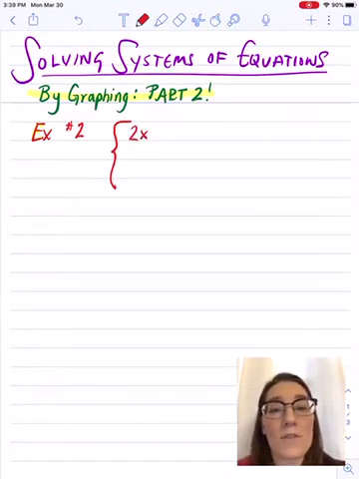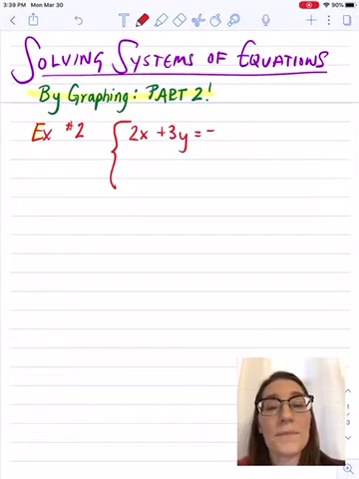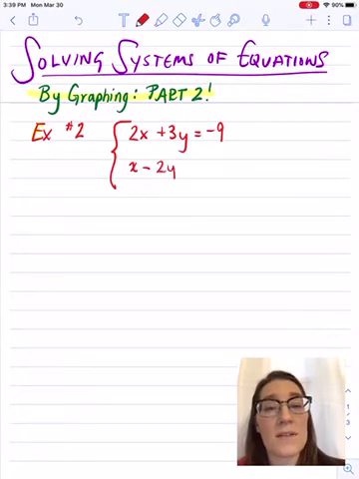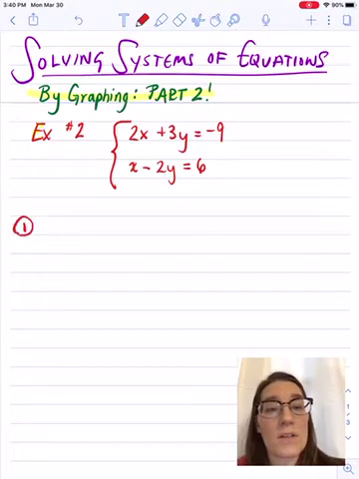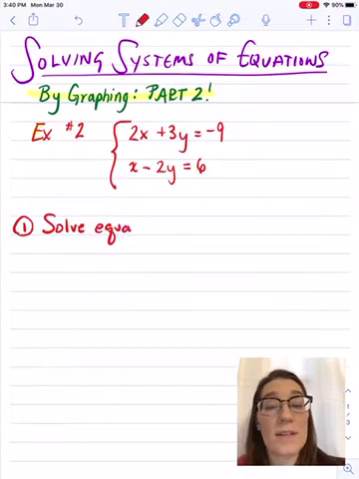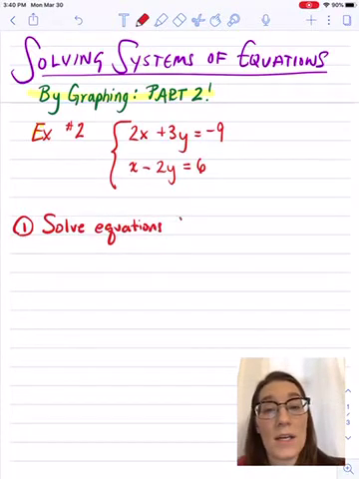So anywho, our first equation that we're going to see here is 2x plus 3y equals negative 9, and the second equation in the system is x minus 2y equals positive 6. So if you remember the steps for solving a system of equations, the first step is to make sure to solve each of your equations in the system for y. So I'm going to show that right away.